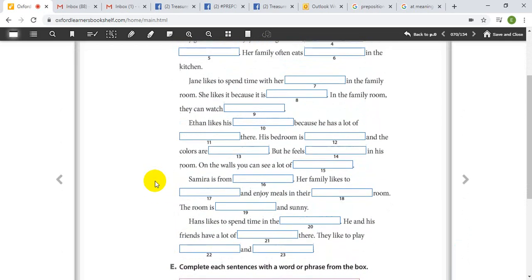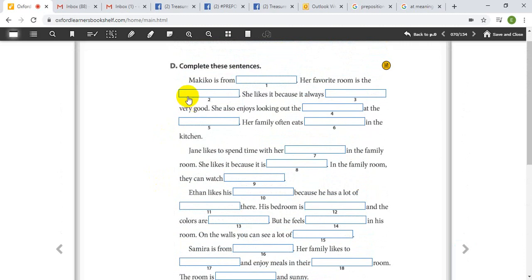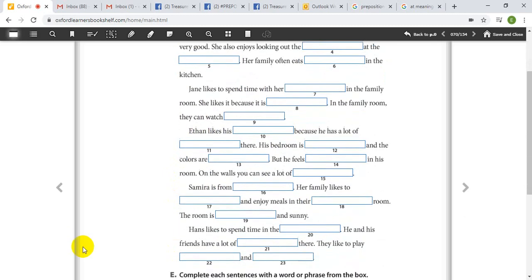So you have almost 5 minutes to solve these blanks. There are 23 blanks, but remember, read the name and then find out the information. Like Jane, so this is going to be about Jane. Ethan, this is going to be about Ethan. Samira, this is going to be about Samira. And Hans.